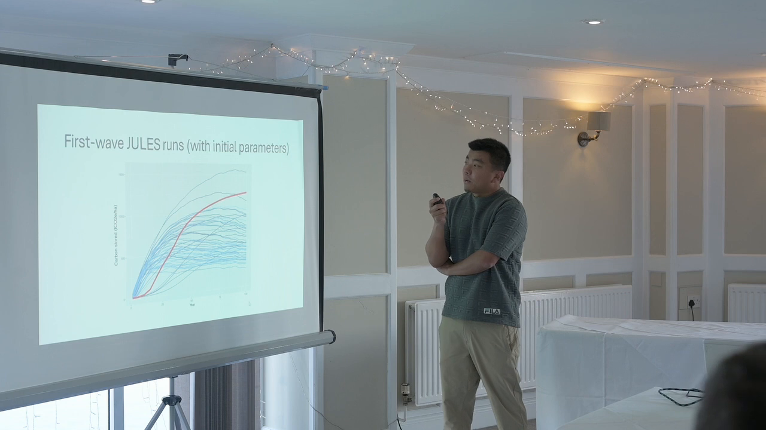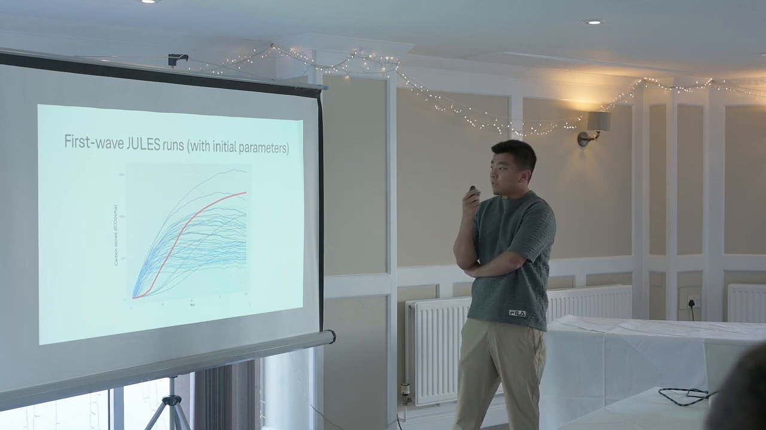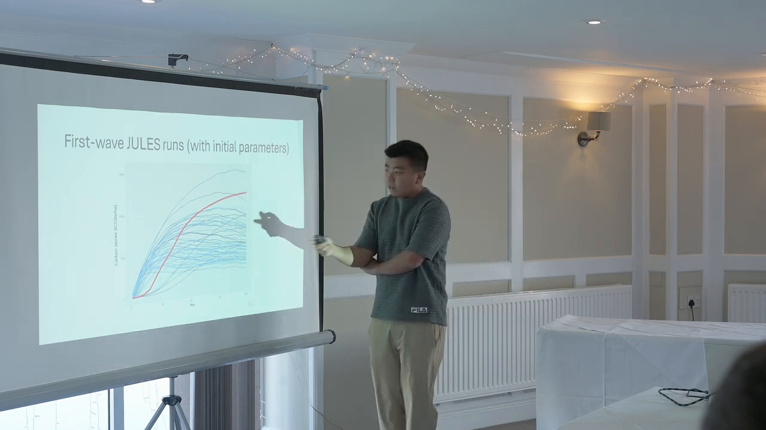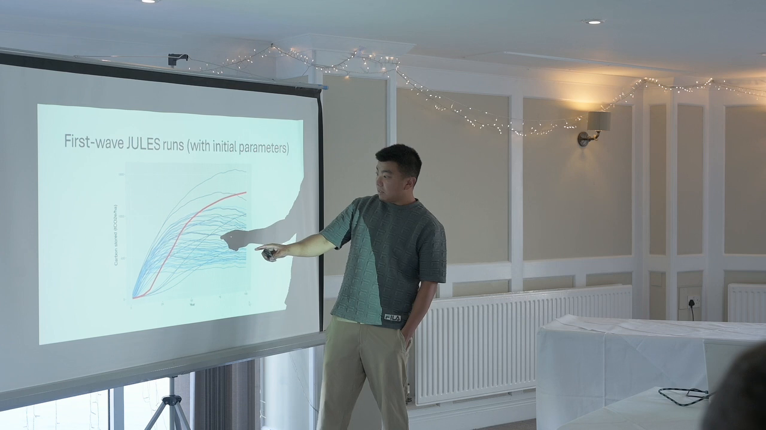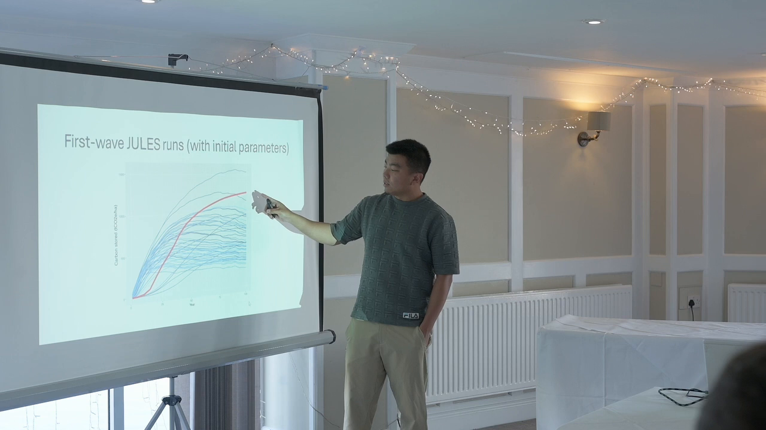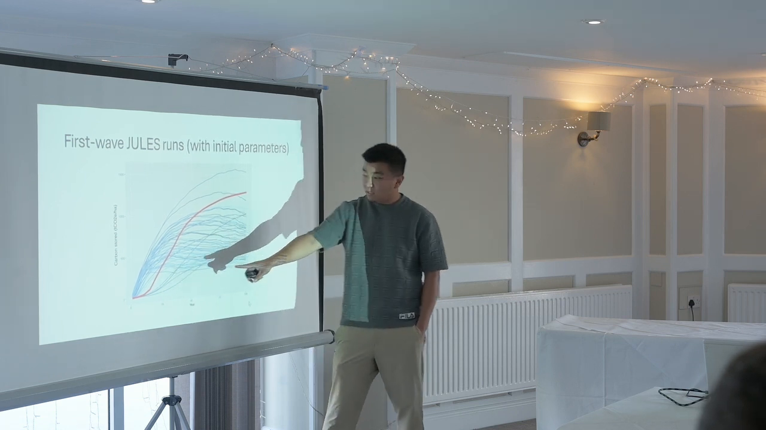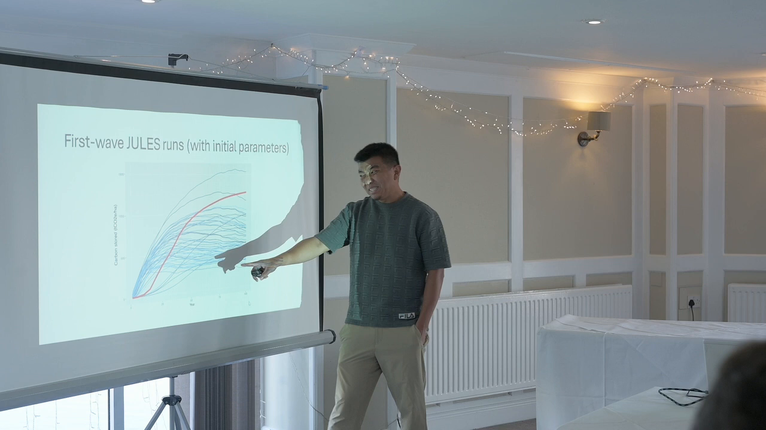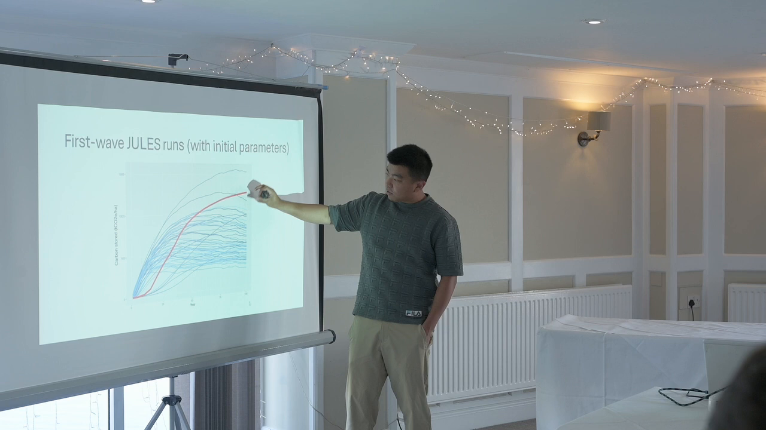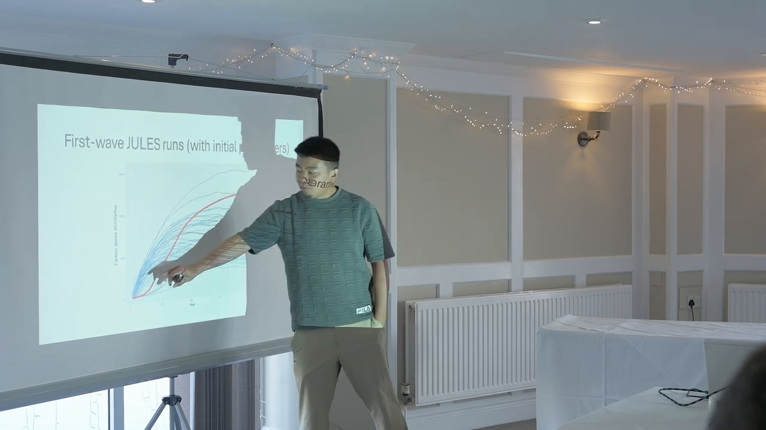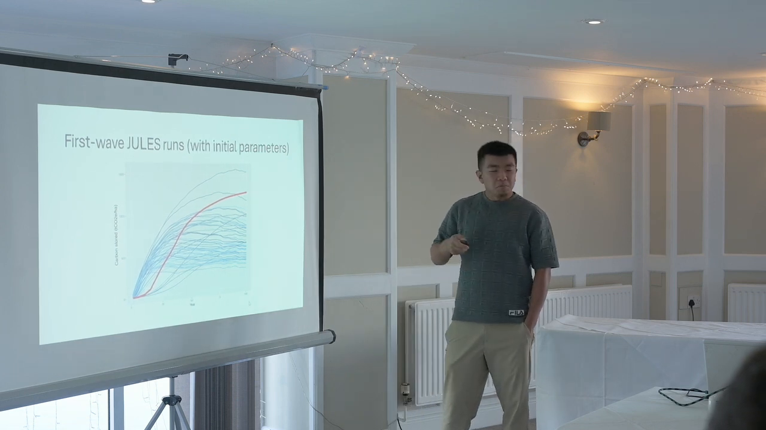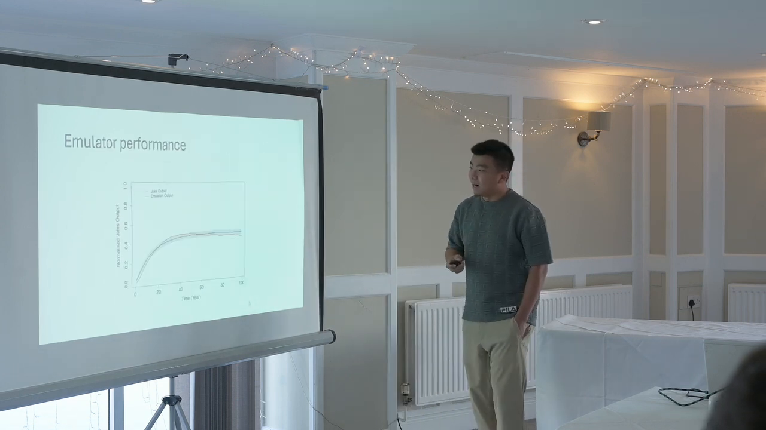So this is the first wave of Jules runs with 50 initial parameters we selected. Each line is a parameter set we selected. The red curve is the WCC curve. We can see that the ones that match the WCC curve in the beginning don't really go up to the level of WCC. However, the ones that in the end match the WCC level have a very different initial phase of values. So we now sense this may be a problem already.